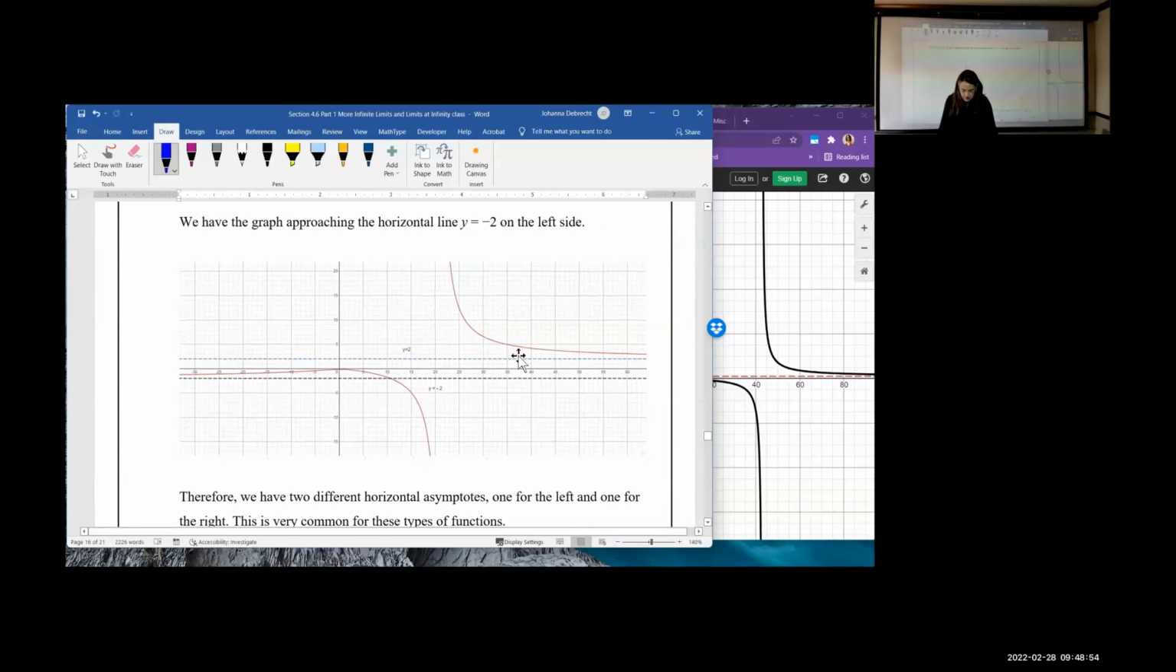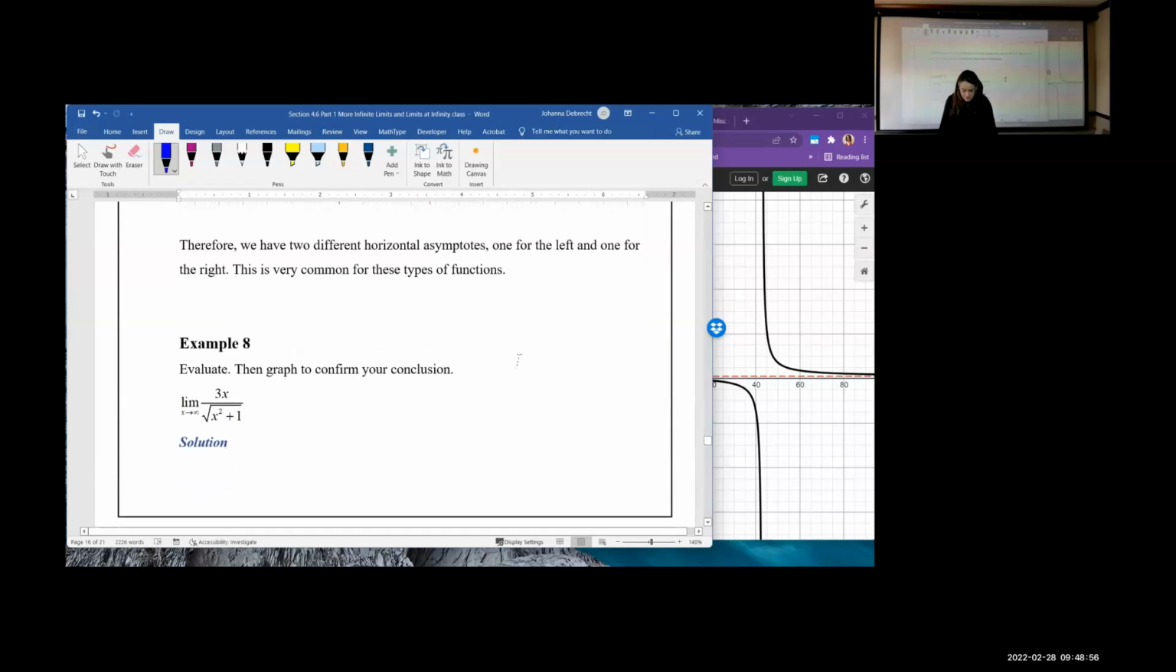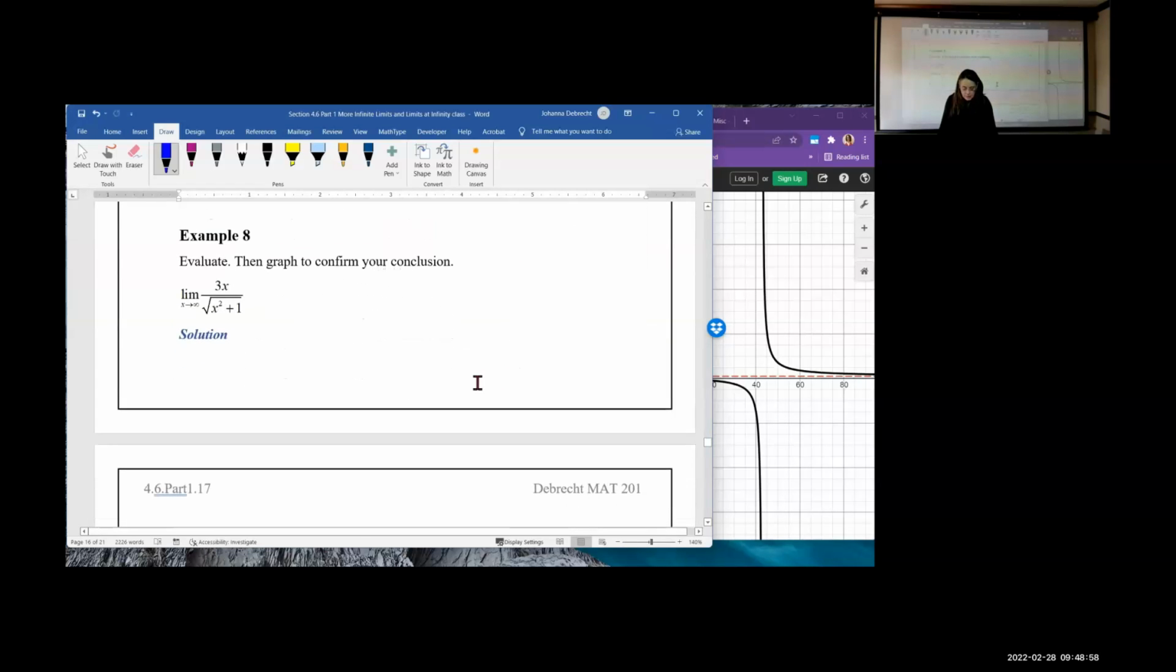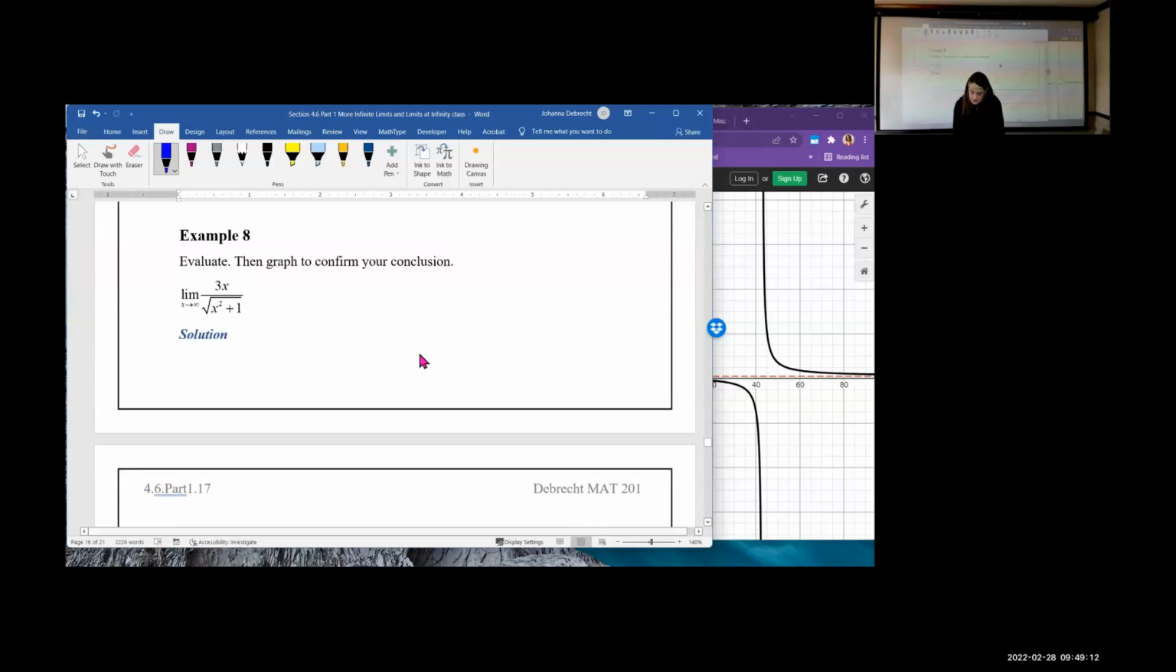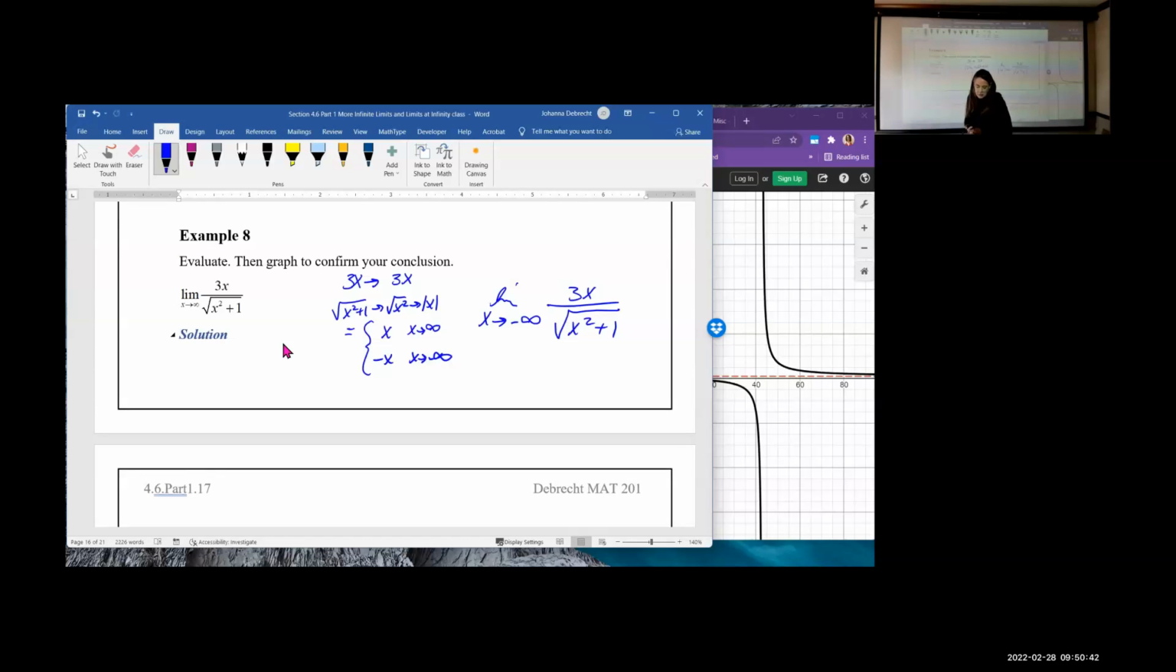So far, no? Okay. Then let's try example number 8. So take a few minutes, write out what the denominator will approach, and tell me what the limit will be as x goes to infinity. And we'll also do the limit as x goes to negative infinity. As x goes to infinity, what did you get for the horizontal asymptote?